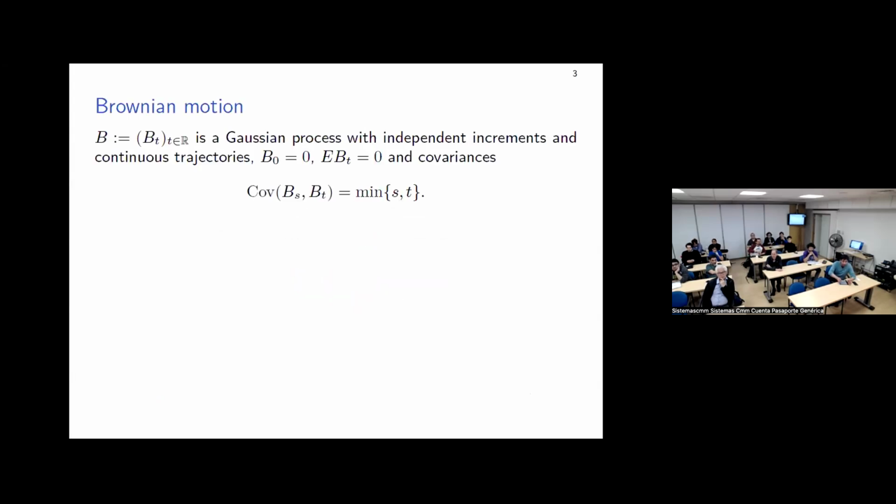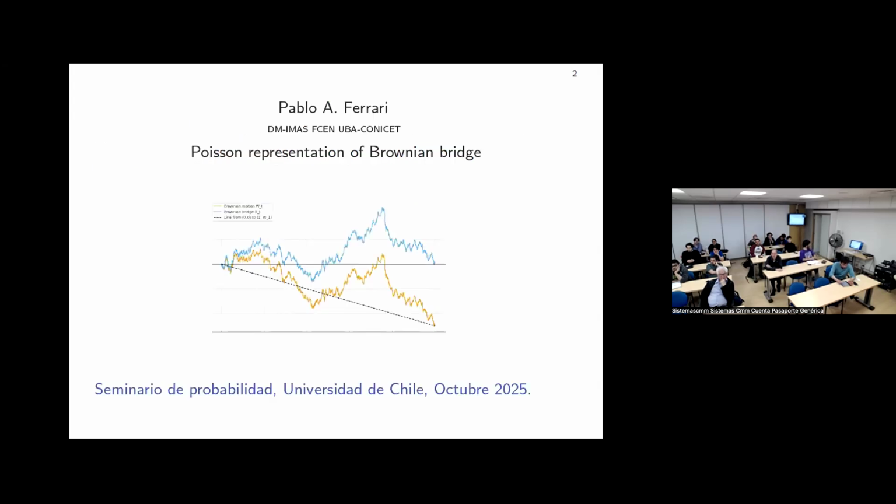So the first one is just the definition of Brownian motion. It's a Gaussian process with independent increments, continuous trajectories, starts at 0, and has these covariances. The covariance between the value at this point and the value at this point is just a measure of the intersection of the two intervals, like with white noise.